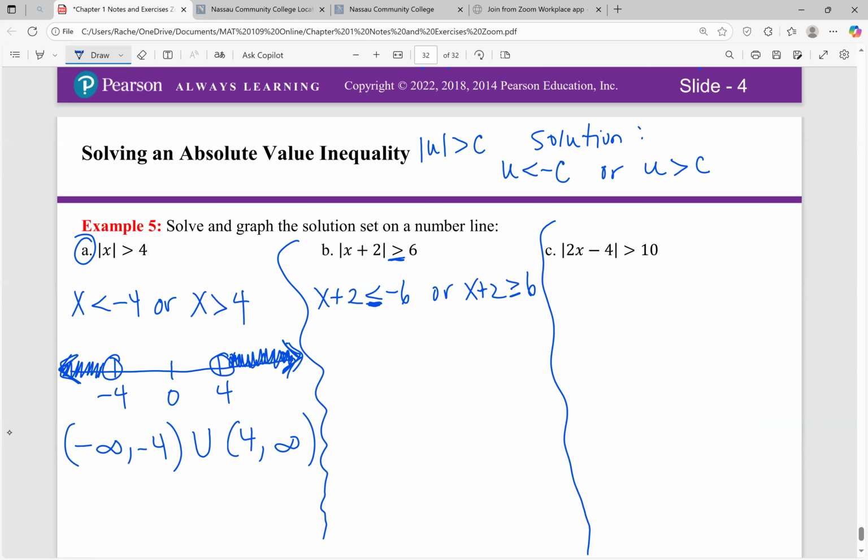So if I solve x plus 2 is less than or equal to negative 6, I'm going to subtract 2 from both sides. So I'm going to get x is less than or equal to negative 8. Or solve the one on the right, x plus 2 is greater than or equal to 6. So I'm going to subtract 2. And I'm going to get x is greater than or equal to 6 minus 2, which is 4.